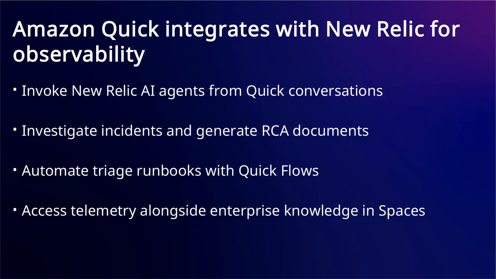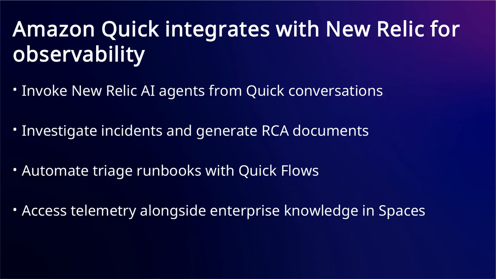On-call engineers and SREs face the challenge of investigating incidents across multiple tools, switching between observability platforms and documentation while under pressure to resolve issues quickly. Amazon Quick now integrates with New Relic to streamline incident response by connecting to New Relic's Remote Model Context Protocol server. You can invoke New Relic AI agents directly from Quick Conversations to access alert insights, user impact analysis, log analysis, transaction diagnostics, and natural language NRQL queries.